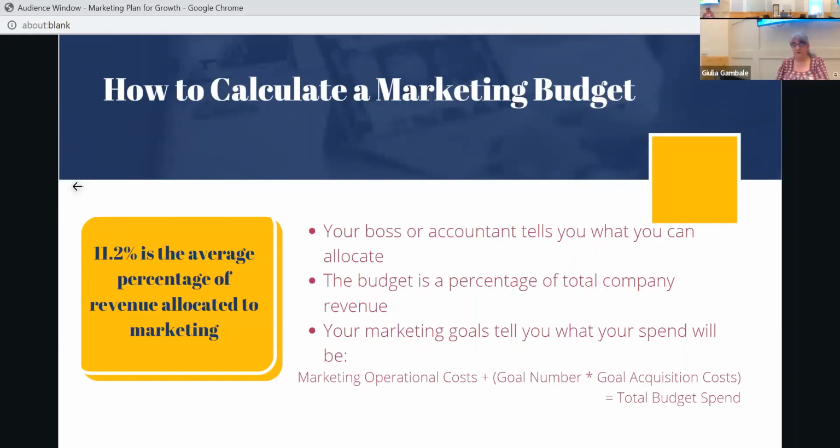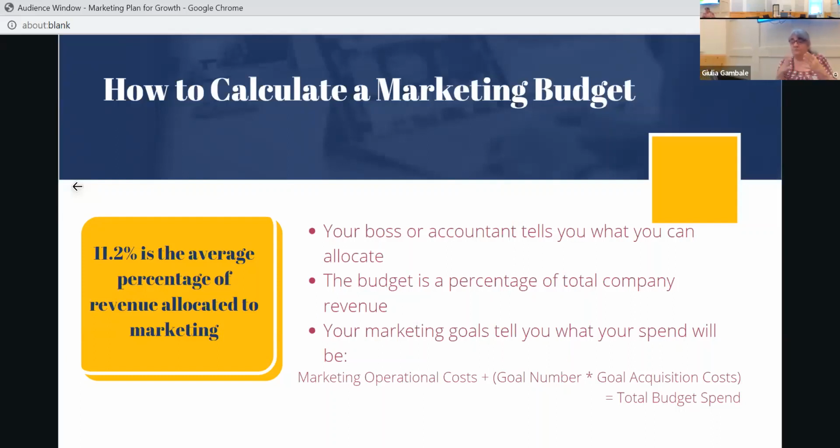That's the number. 11.2% is the average percentage of revenue allocated to marketing. So who tells you this? If this is not your business, your boss tells you. If it is your business, your accountant may tell you that this is the amount of money that's available to you to allocate to budget.